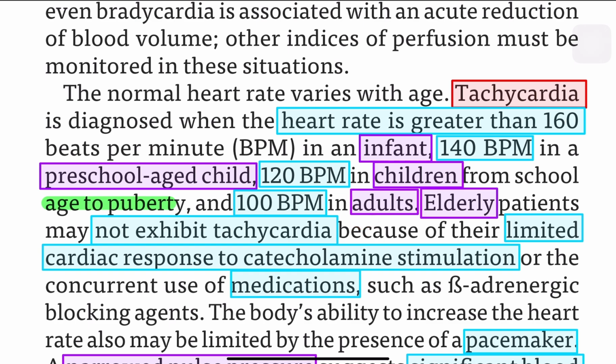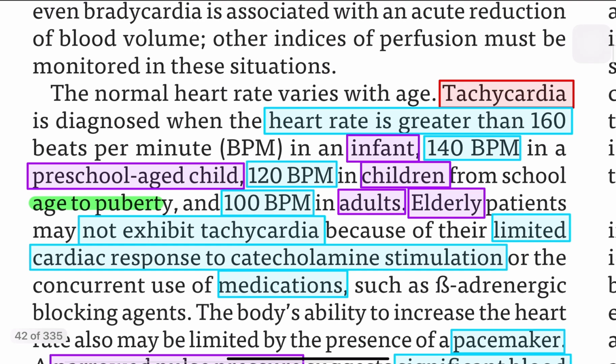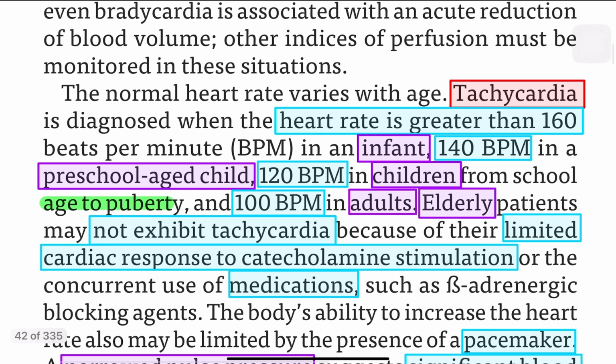So start from the infant, 160, then preschool child 140, then children from school age to puberty 120, and adult 100. So we have 100, 120, 140, 160. Adult 100, children to puberty 120, preschool children 140, and infant 160. Important, that's why I'm repeating.